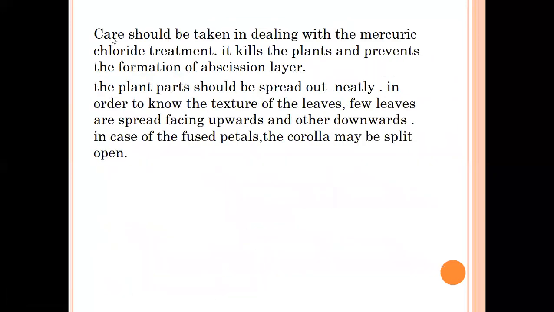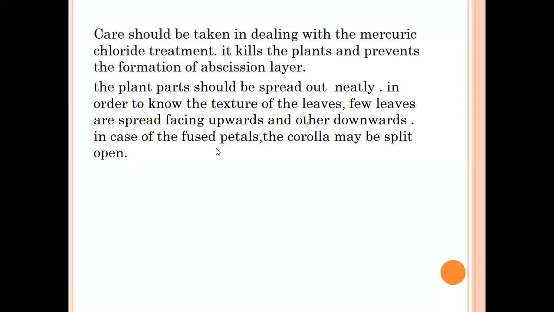And the next one is, care should be taken in dealing with the mercuric chloride treatment. It kills the plants and prevents the formation of abscission layer. The plant parts should be spread out neatly on the herbarium sheet in order to know the texture of leaves. A few leaves are spread facing upward and others downward, so we can easily identify the venation. Upward venation and downward venation are clearly identified by the leaves facing upward and downward.